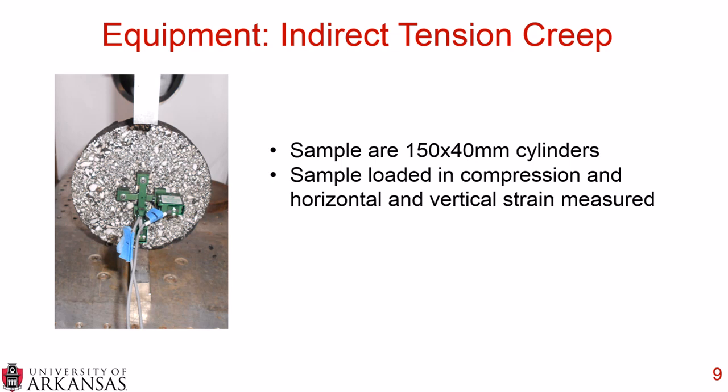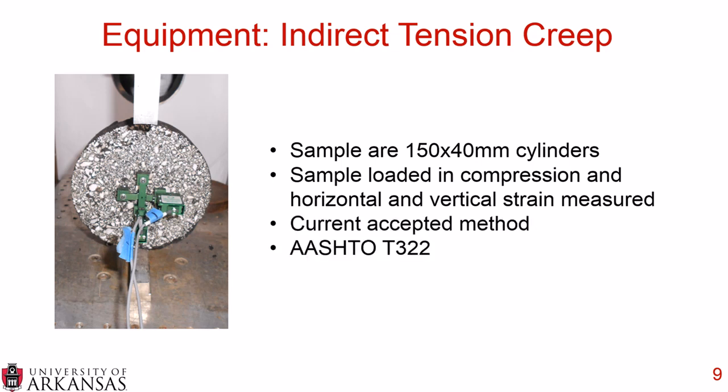So the first test that we ran was the indirect tension creep test, and these samples are 150 millimeters in diameter and 40 millimeters thick. They're loaded in compression, and the horizontal and vertical strains are measured there at the center of the sample. And this is the current accepted test method for creep compliance, and it follows AASHTO T322.